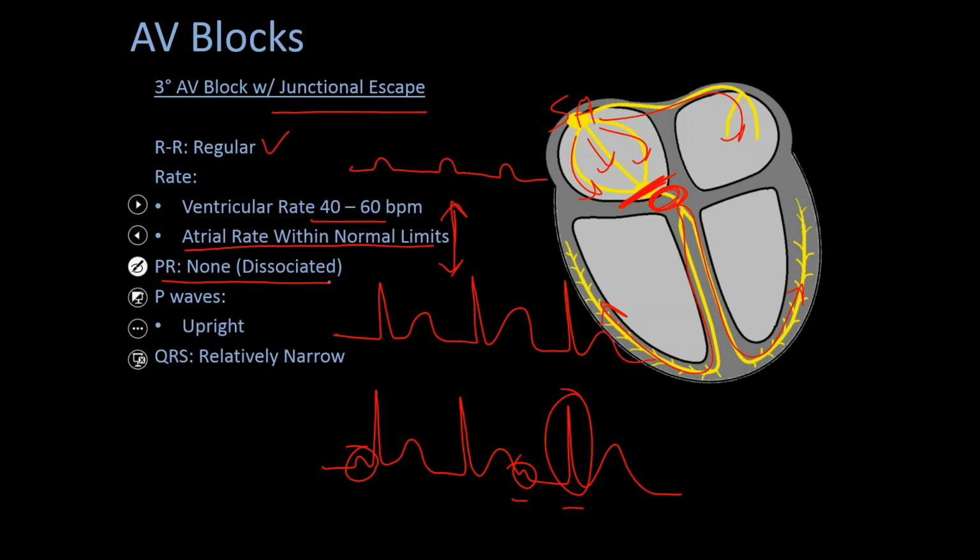PR, there is no PR because, like we said before, this P wave did not cause this QRS to happen. So the PR doesn't really mean anything because the PR measures how long it took for the impulse to travel from the atria through the AV node down to the ventricles. But in this case, there are no impulses getting to the ventricles. So we have two separate rhythms superimposed over one another. And in junctional escape rhythm, the QRSs are usually relatively narrow.